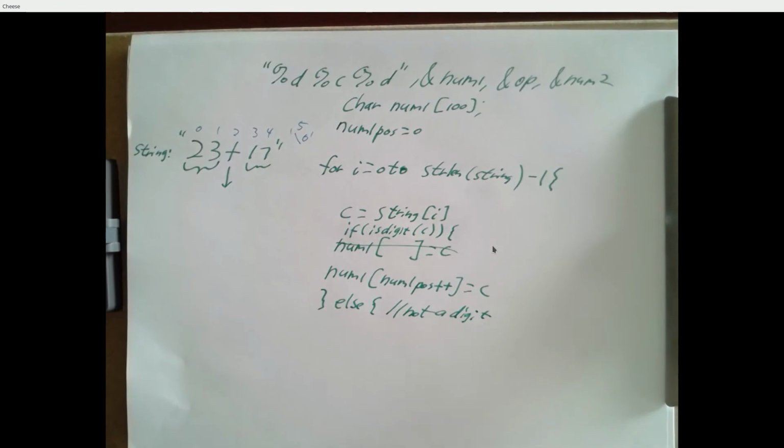Otherwise, the character we're looking at position I is not a digit. So what do we do in that case? Run the loop for the next character instead? Well, okay, so we need to store a character.